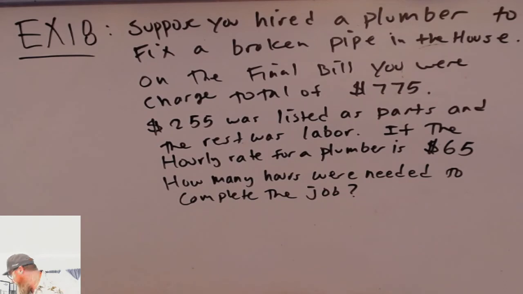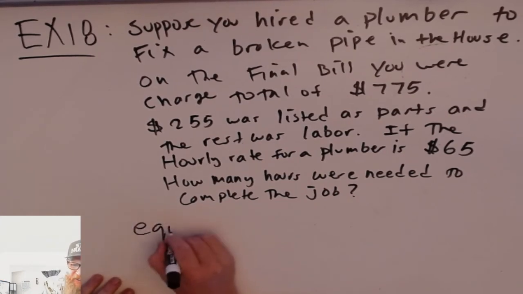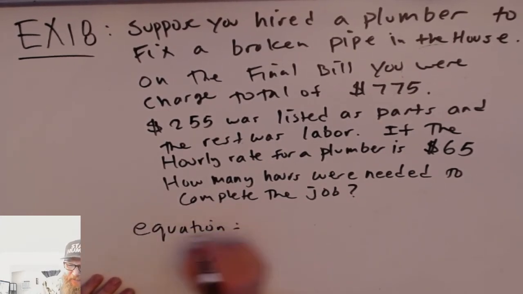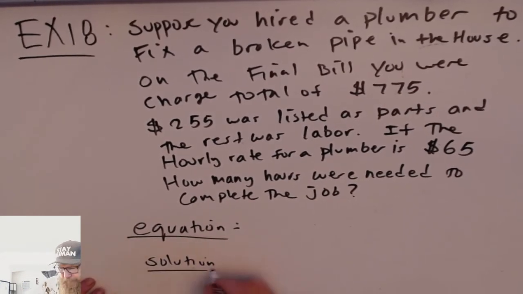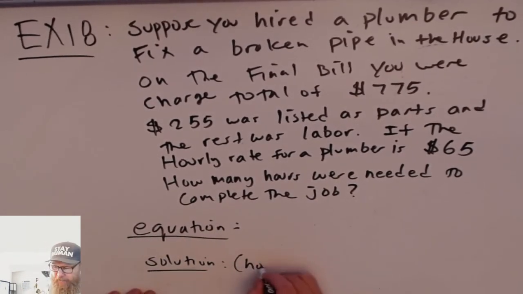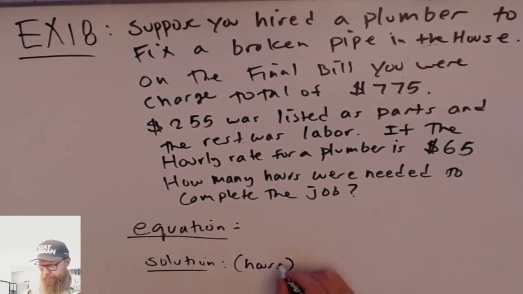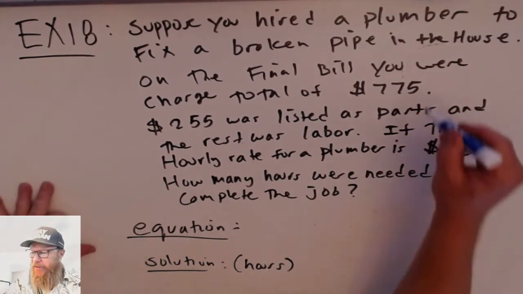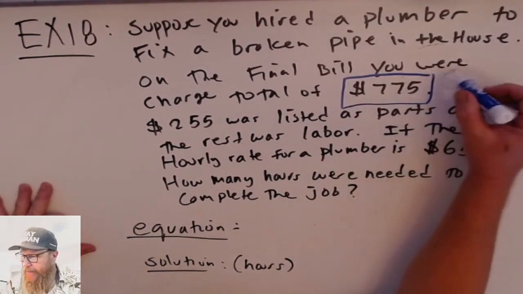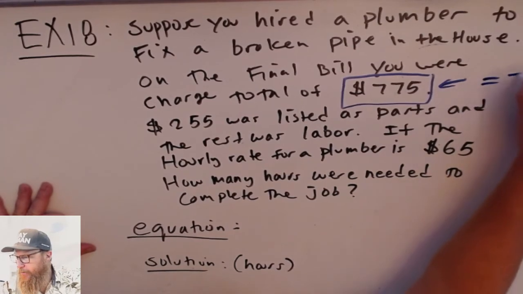So, all right, two parts to this problem. First part is to find the equation, and the second part is going to be to find the solution. In other words, the number of hours. All right, let's do the equation first. So we've got the total. That's going to be your equal to.